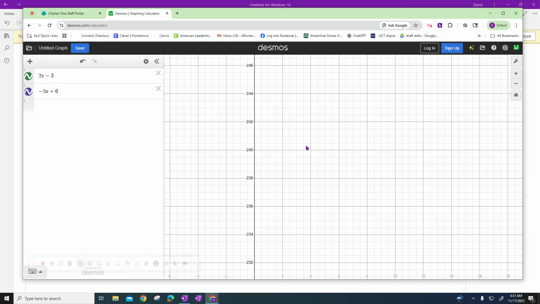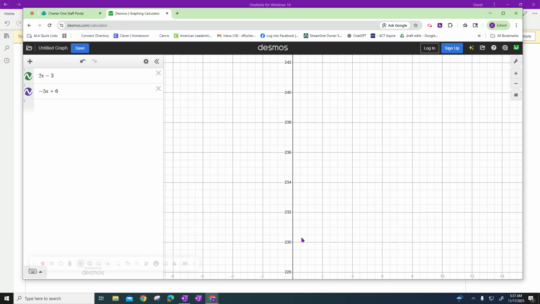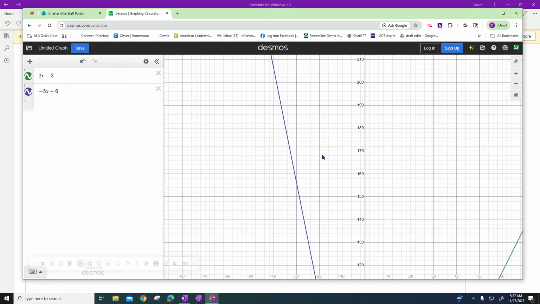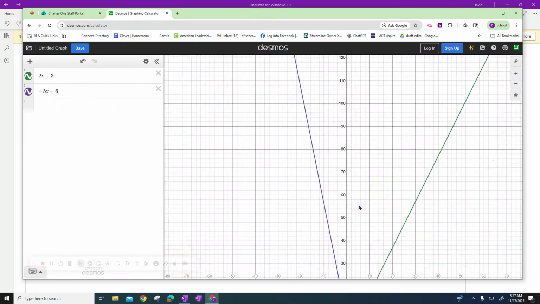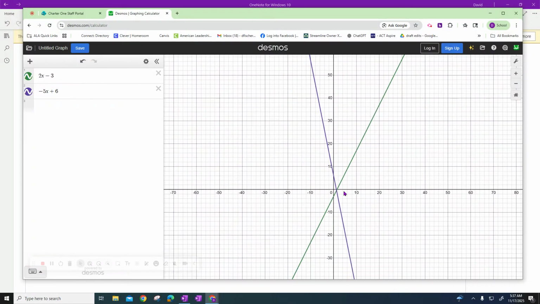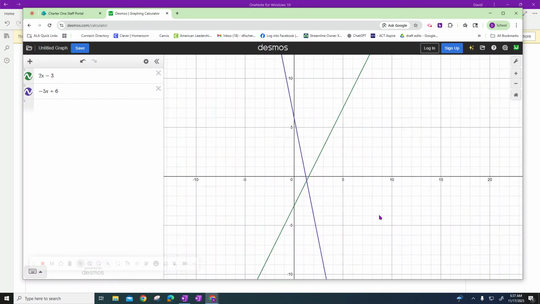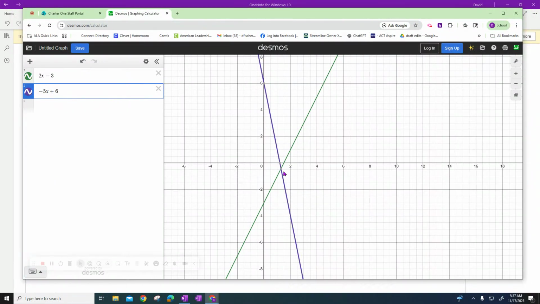All right, well I'm way up there on my graph paper, so I need to find out where these are. There we go. Now I can see where they are, and if you zoom in and I click on it, I can see my intercepts right there, and then I can see my solution right there. Right there is where they cross.